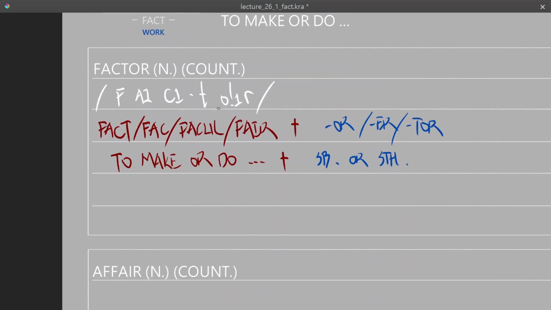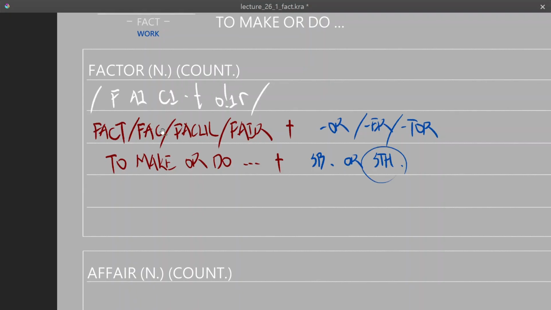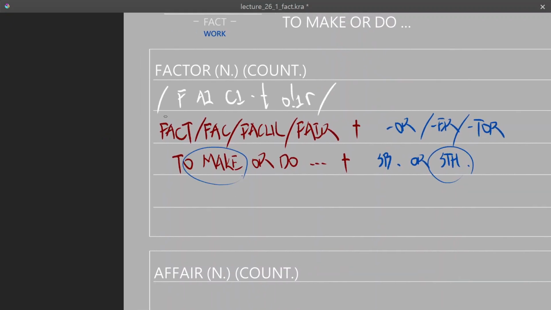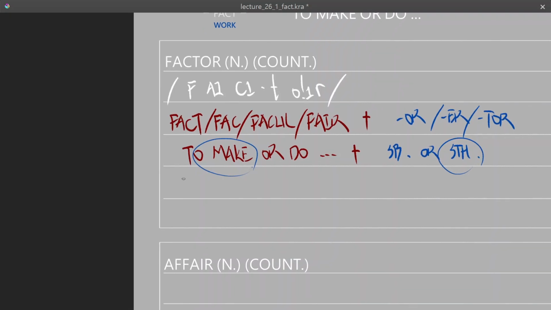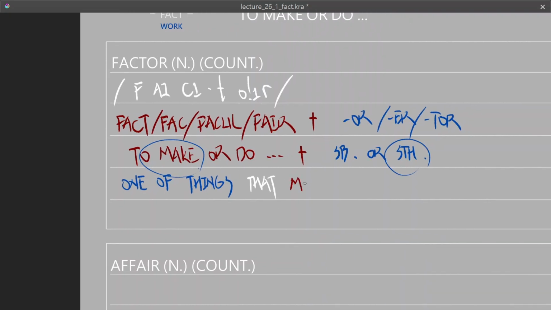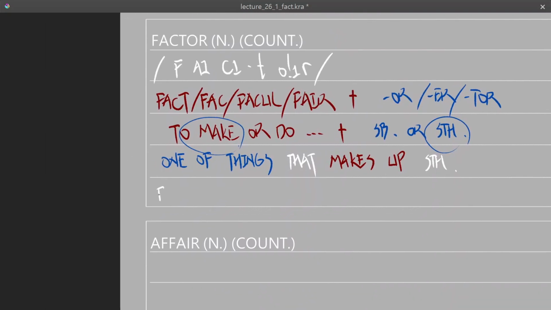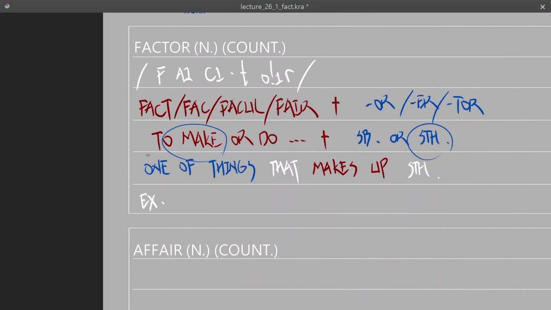It means one of the things that makes up something. That's it, one of the things that makes up something. All right, for example, let's say determination.